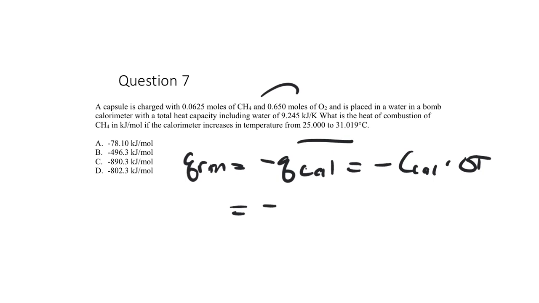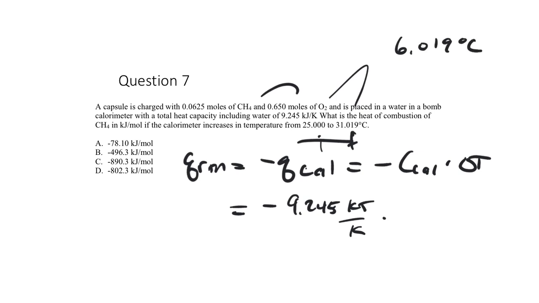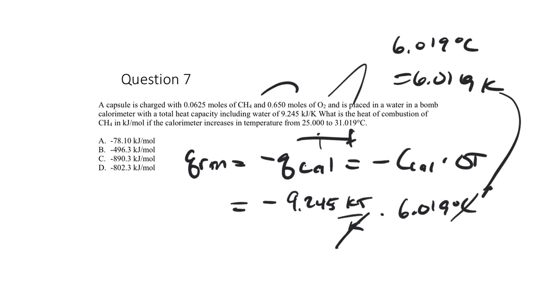We go minus 9.245 kJ per Kelvin, and then times our delta T, which is final minus the initial. So that should be 6.019 degrees C. I'm intentionally canceling this. This is perfectly fine. The difference in temperature, if we convert to Kelvin and take the difference, would be 6.019 Kelvin. So Kelvin and degree C and delta T's cancel.